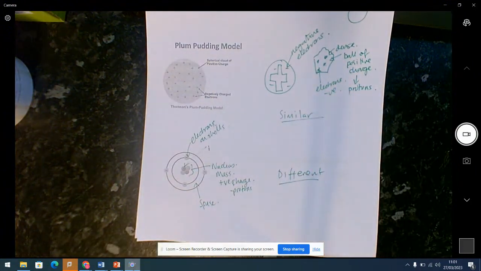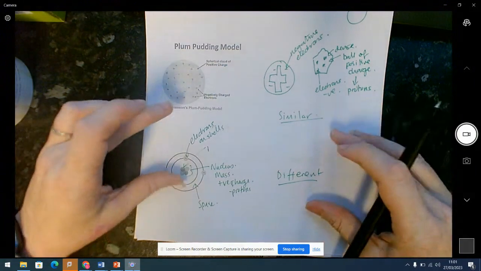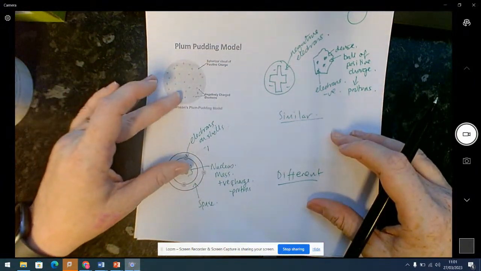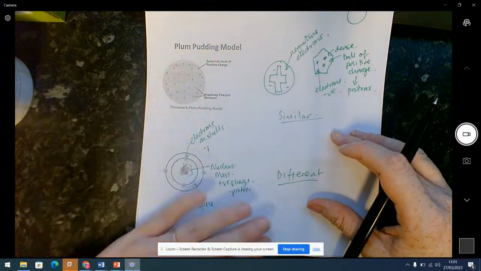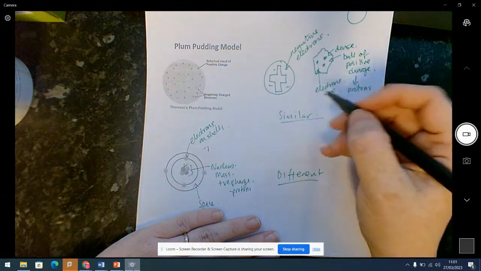I've seen it come up as a 4 marker on a higher paper. I've seen it come up as a 6 marker. It's important you're able to describe the differences between each of the models. So we'll talk about how they're similar.